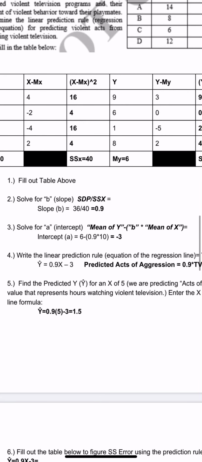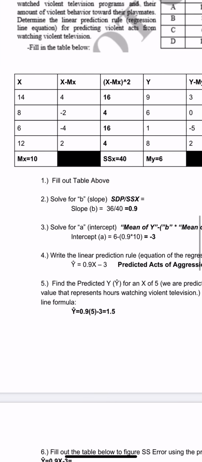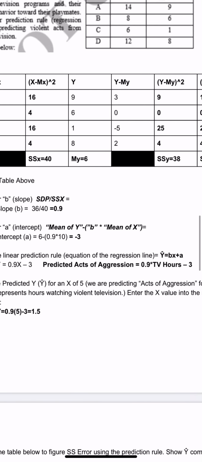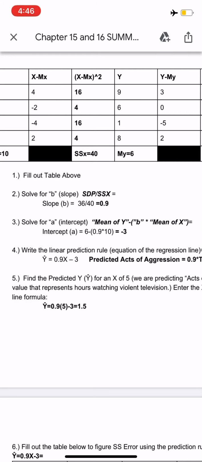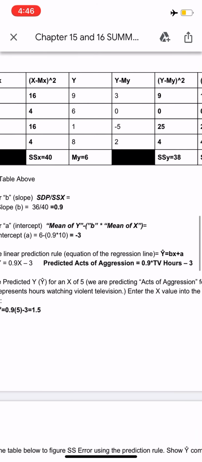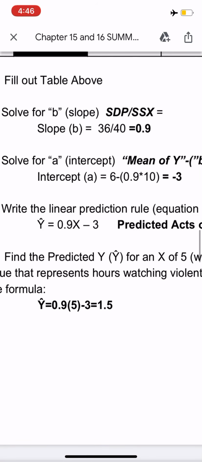And then number 5, find a predicted y hat for an x of 5. So we are predicting Y from regression for a given x value that represents hours watching television. Enter the x value into the regression formula. We're predicting Y from 5 hours watched of violent television, coming from the above data set, and we're making a prediction based on the previous data. So when you plug in 5 to the formula, you'll get 1.5.